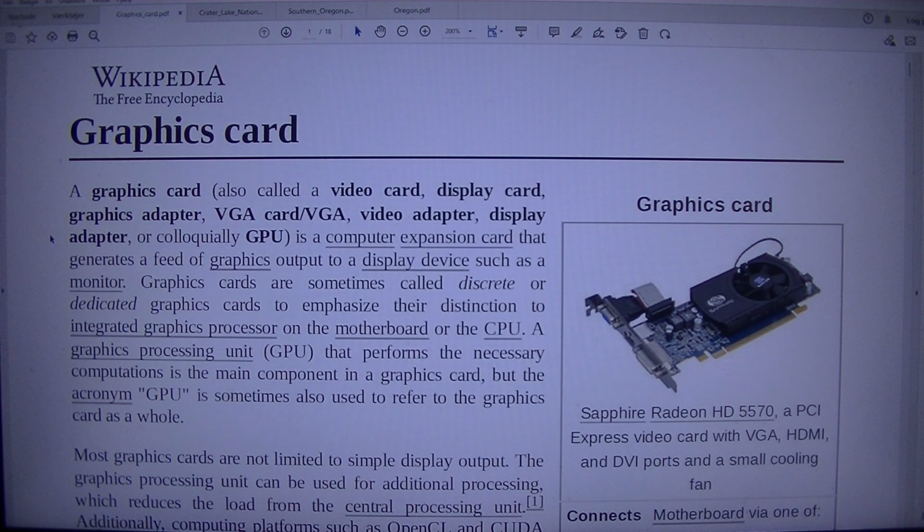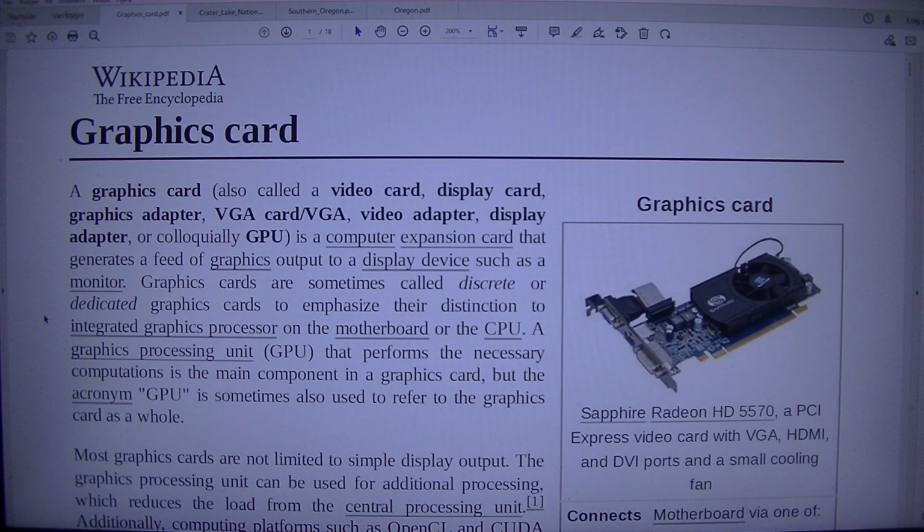An image of an AMD Radeon RX 6900 XT graphics card. A graphics card, also called a video card, display card, graphics adapter, VGA card, video adapter, display adapter, or colloquially GPU, is a computer expansion card that generates a feed of graphics output to a display device such as a monitor.